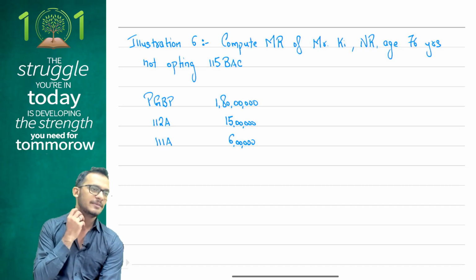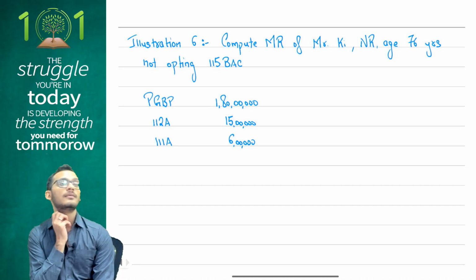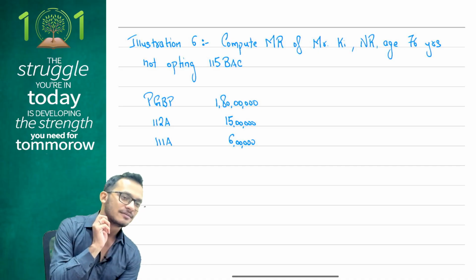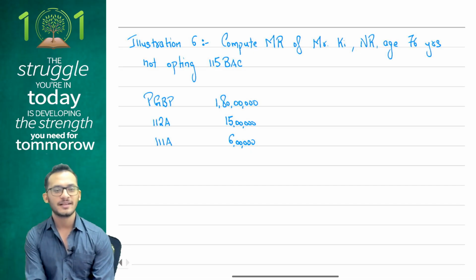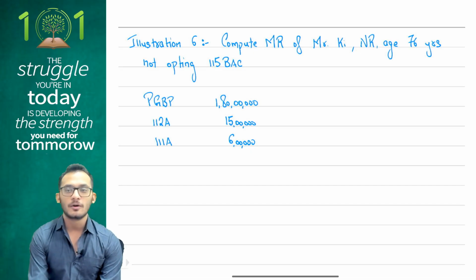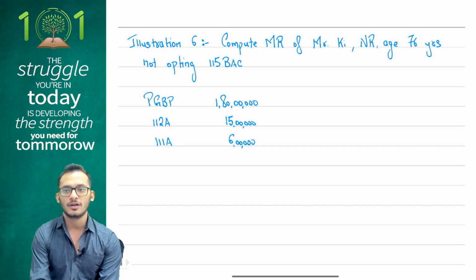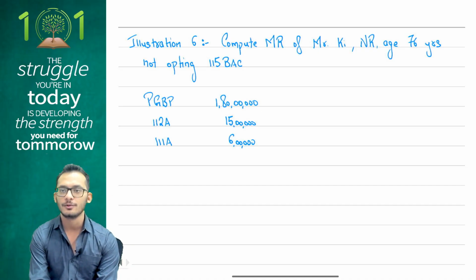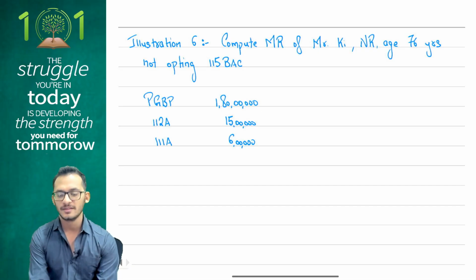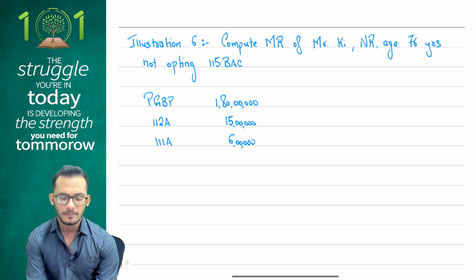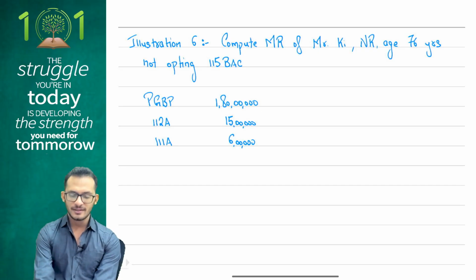People, quick question. Is a non-resident eligible for MR? Any rich person is eligible for MR. It doesn't matter what status you are. Only problems are with the poor category. You cannot be a poor non-resident. You can be a rich non-resident, which means MR is equally applicable to you as well. So just keep that in mind. So, MR of Mr. Key, non-resident aged 76 years, not opting for 115BSC. Incomes are 1 crore 80, 112A is 15, 111A is 6 lakhs.